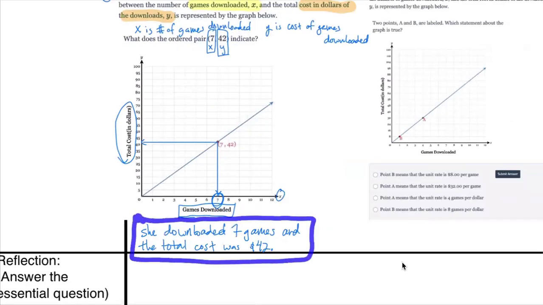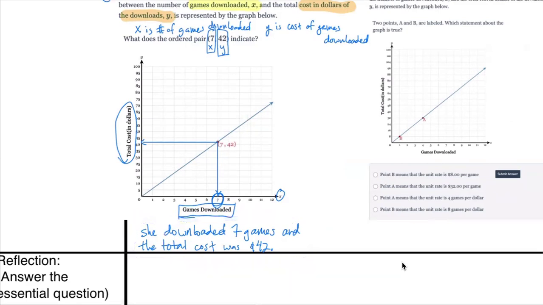$42. Now, unit rate says, well, then how much did each game cost? How much did one game cost? Remember, what's the Y? What's the cost when there's only one game? So some of you can figure that out. We're going to look at how to do that right now.